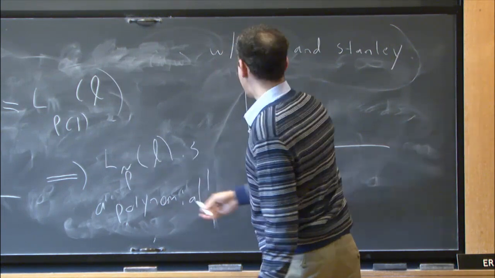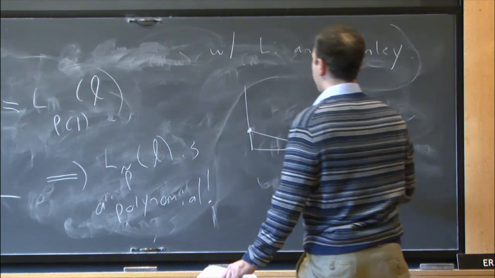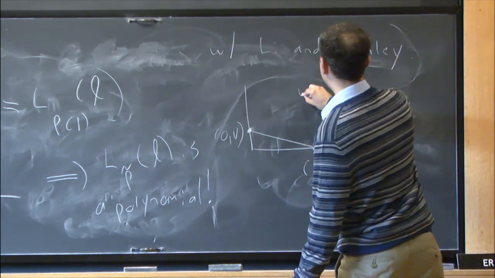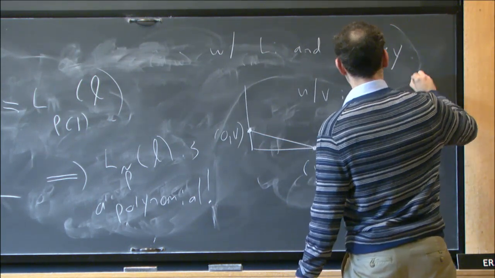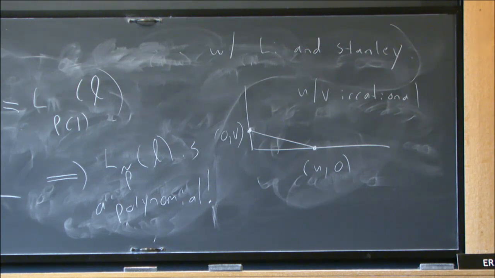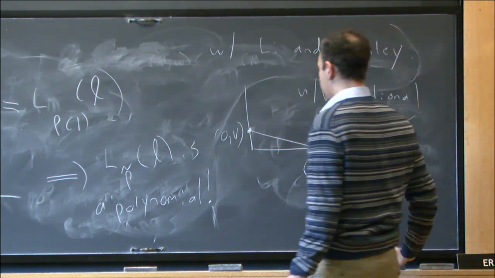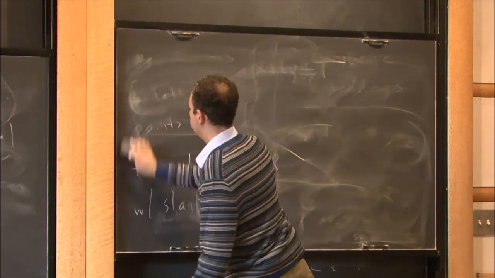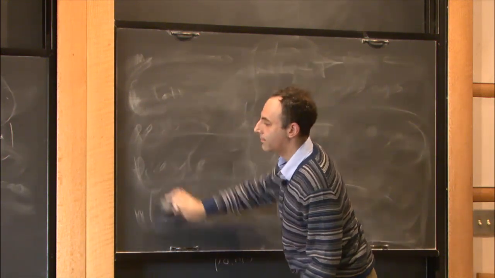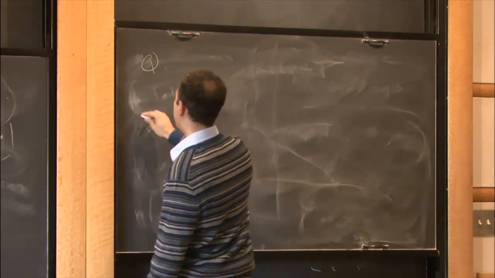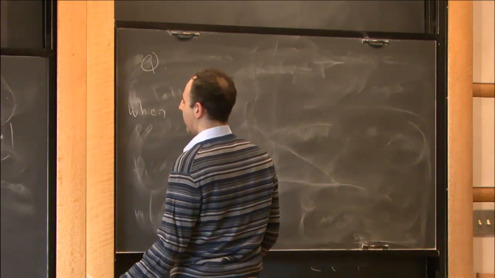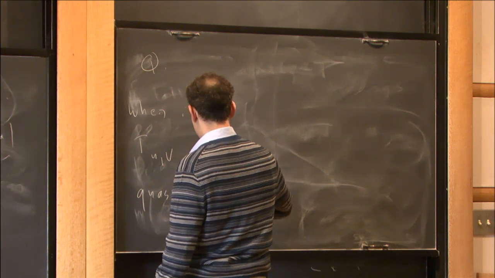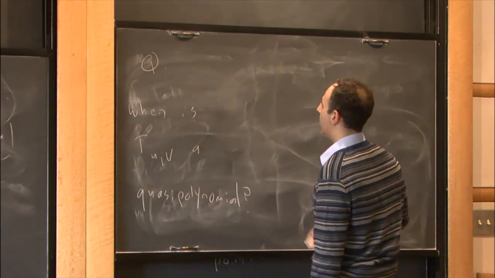So what we wanted to know is what's special about the golden mean here. In other words, if I take a triangle with vertices (u,0) and (0,v), where u over v is irrational, I'm going to call this T_uv. We wanted to know when is the Ehrhart function of this thing a polynomial and when is it a quasi-polynomial? When is it a polynomial?